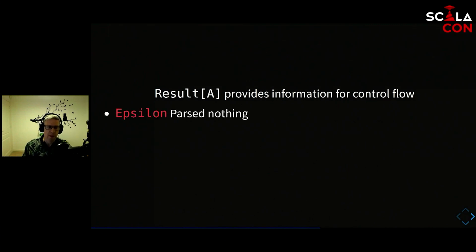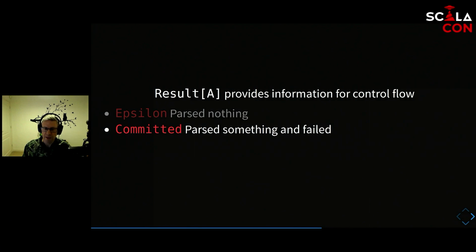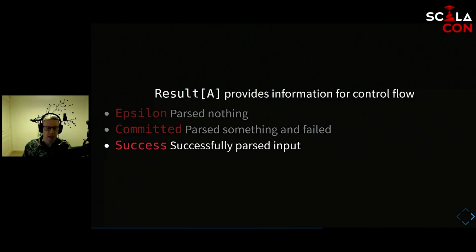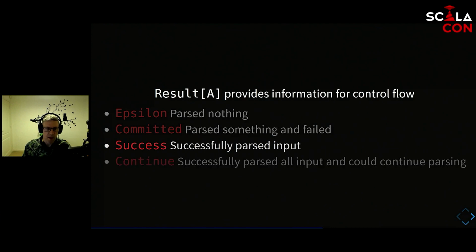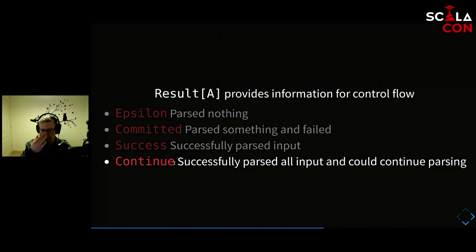So there are four cases here. We get epsilon, which means we parse nothing. We get committed, which means we parse something and then failed. Get success, which means successfully parsed the input. And we get continue, which means we successfully parse all of the input and we'd be willing to keep on parsing if more input was made available. These first three cases come from cats-parse, which in turn takes them from a Haskell library I've forgotten the name of. And this continue one is unique to my implementation, and this is, as you can imagine, important for the semantics of suspending and resuming. It indicates that we're willing to resume this parser if that's what we're asked to do.